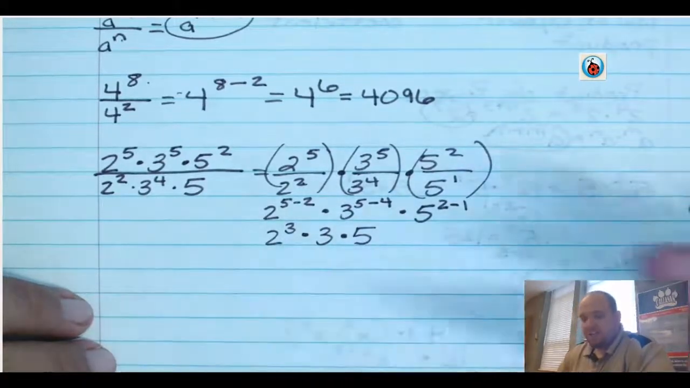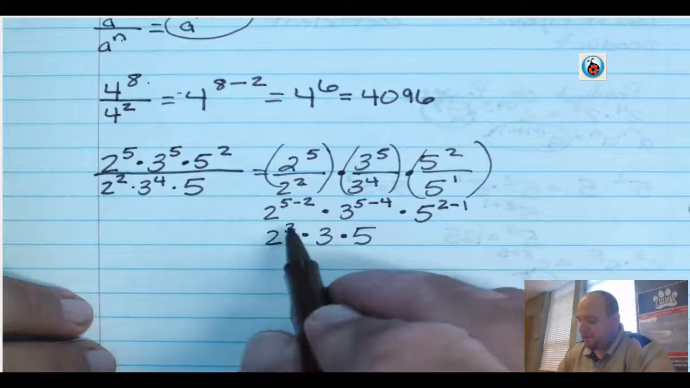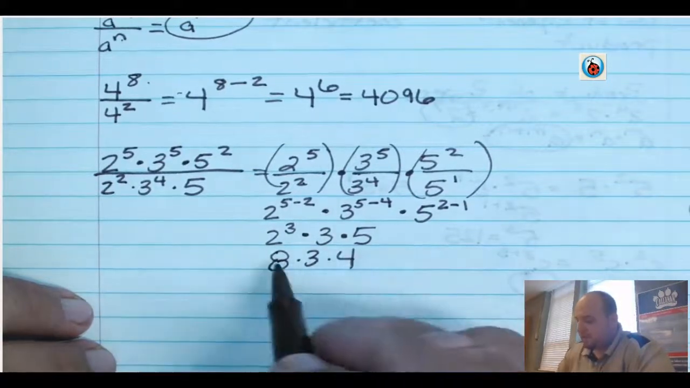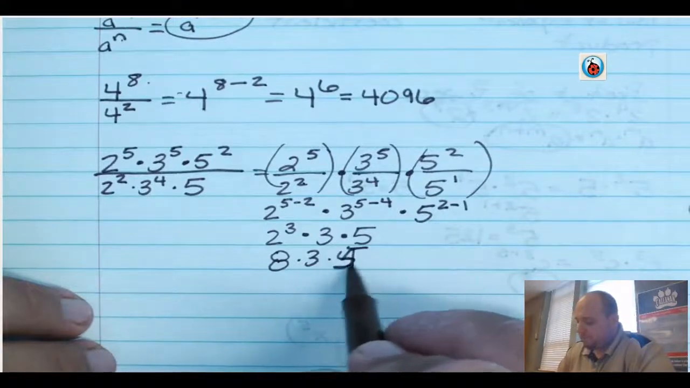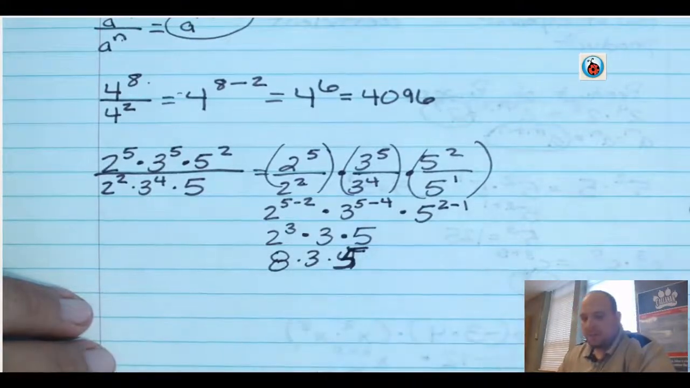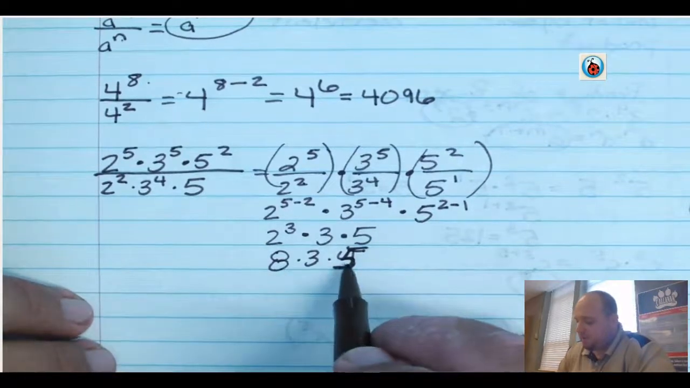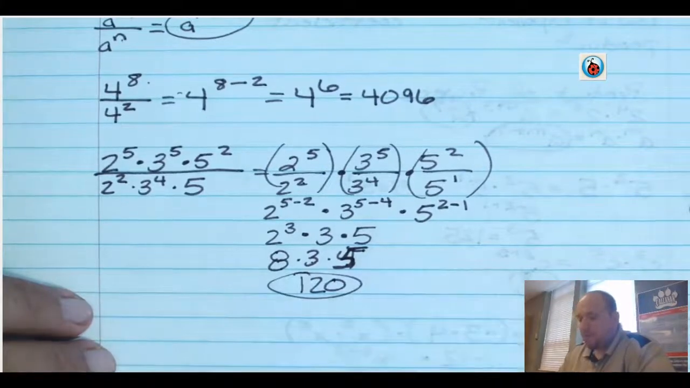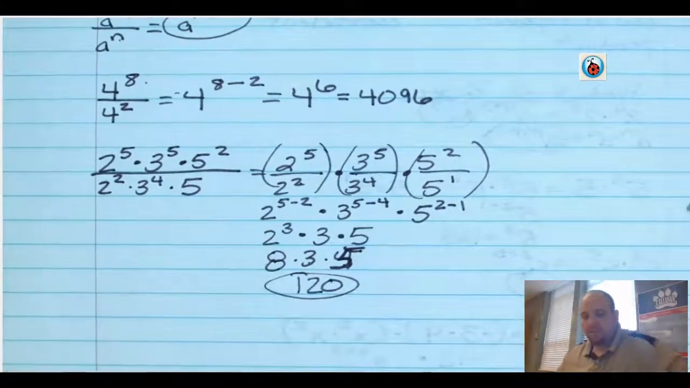If I wanted to continue to evaluate it further, 2 to the 3rd would be equal to 8. Because this is all multiplication, I can go ahead and multiply these together. I'm actually going to do 8 times 5, which is 40. 40 times 3 is 120. So there would be your evaluation answer. All right, let's do some practice.